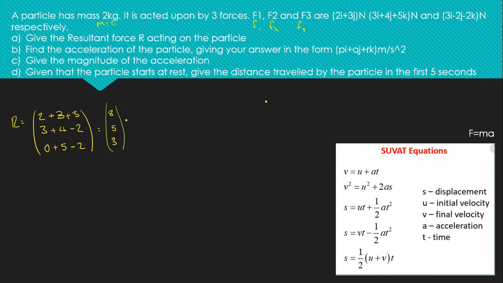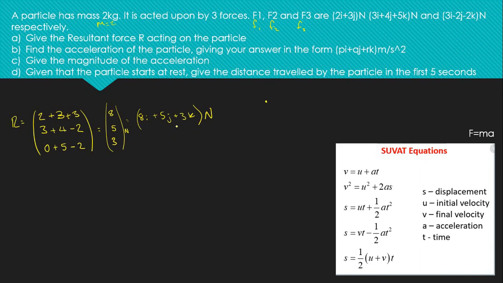And so that's R. It could also be written as 8i plus 5j plus 3k. This should have N because it's a force. So we can go with 8i plus 5j plus 3k.